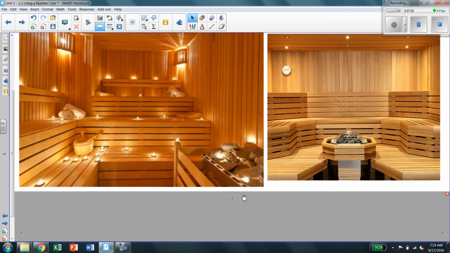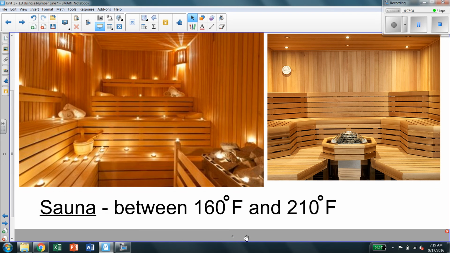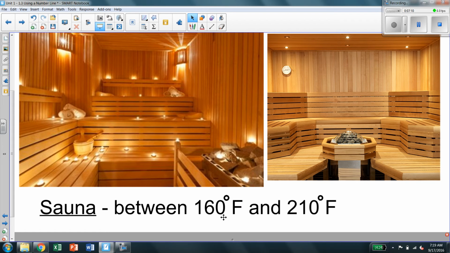Saunas have heating machines that make the room really, really, really hot. And if you live in a place that's routinely negative 30 degrees outside, it would be nice to go somewhere warm and relax every now and then, right? So saunas get between 160 and 200, 210 degrees Fahrenheit. Maybe there are ones that get even warmer.